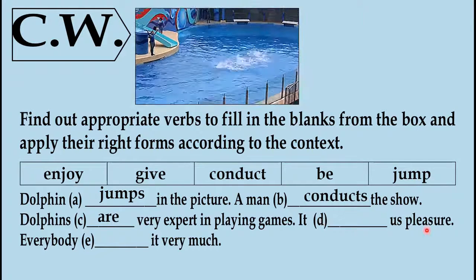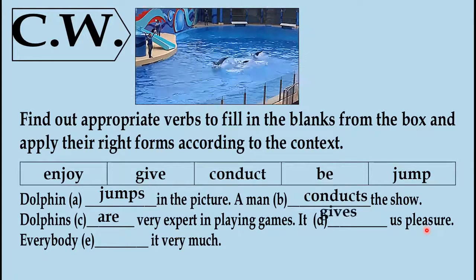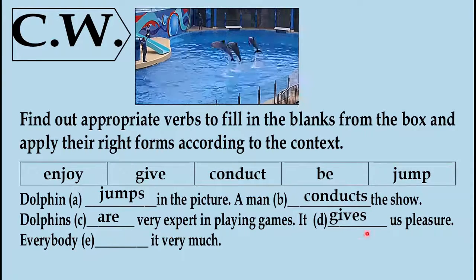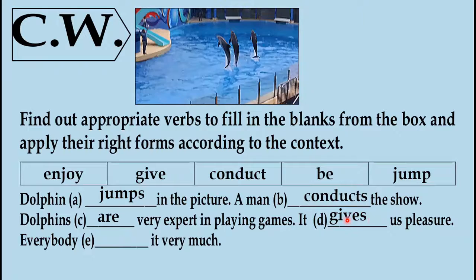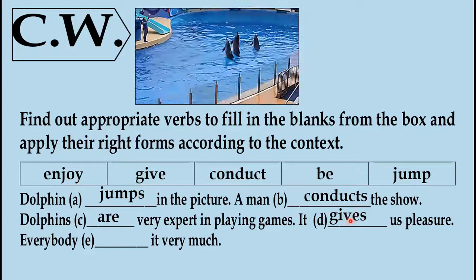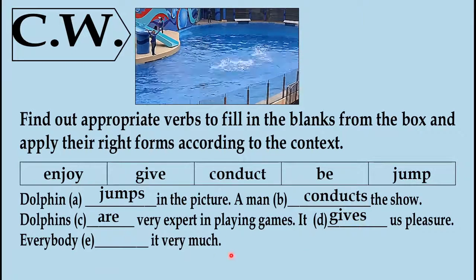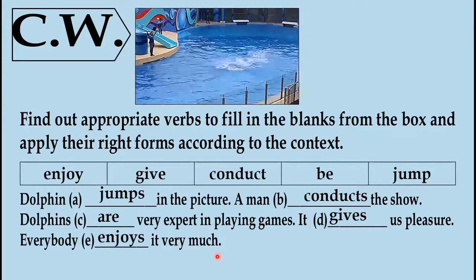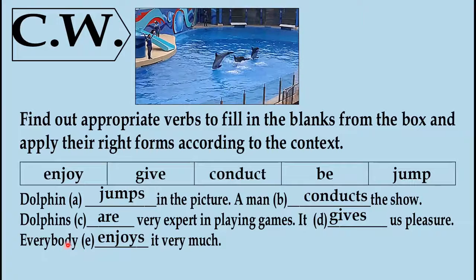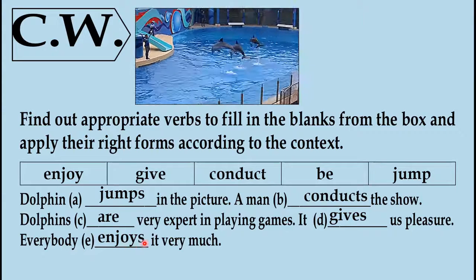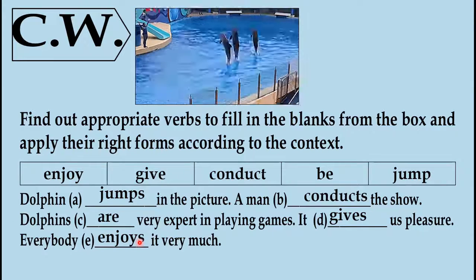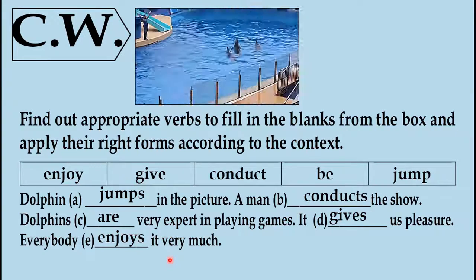It gives us pleasure. Subject is singular, that's why s has been added with the verb. Here verb give, correct form gives. Then everybody enjoys it very much. Everybody is singular, so s has been added with the verb enjoy. Enjoy, correct form enjoys. Is it clear to you?